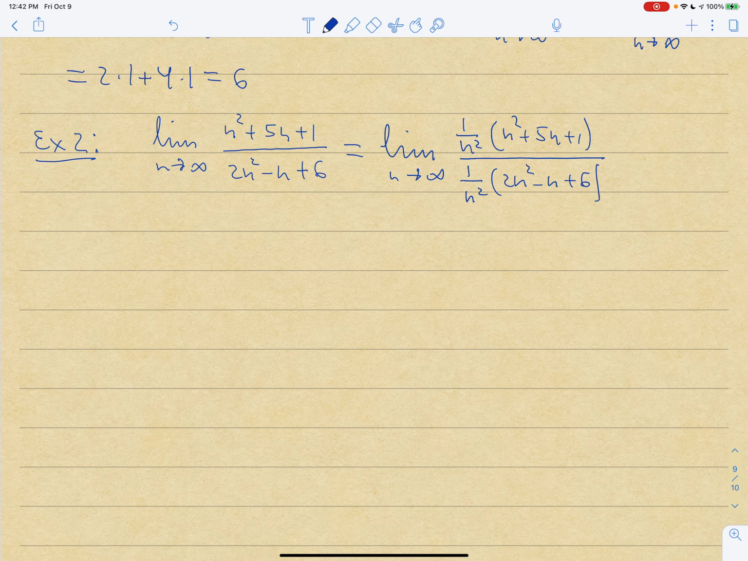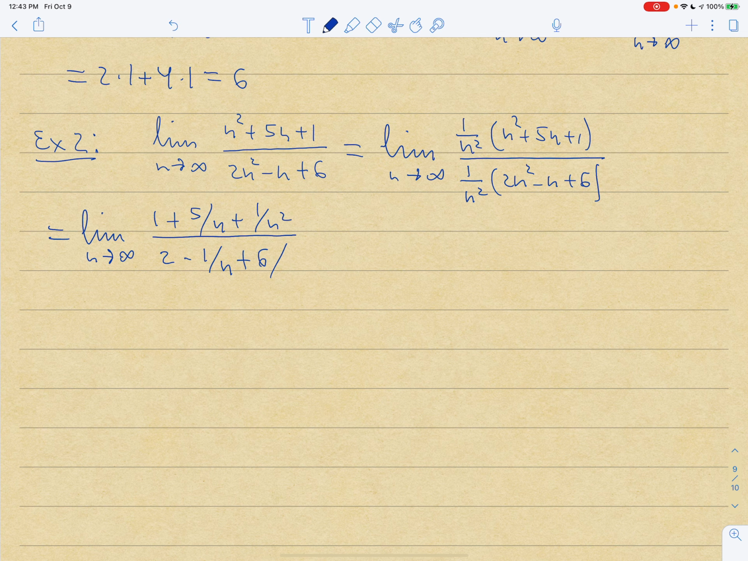Then I can distribute 1 over n squared to get the limit as n goes to infinity of 1 plus 5 over n plus 1 over n squared, divided by 2 minus 1 over n plus 6 over n squared. Once I simplify the expression in this form, you see that the limit of the top and the limit of the bottom exist. And so now I can use the ratio of limits property.